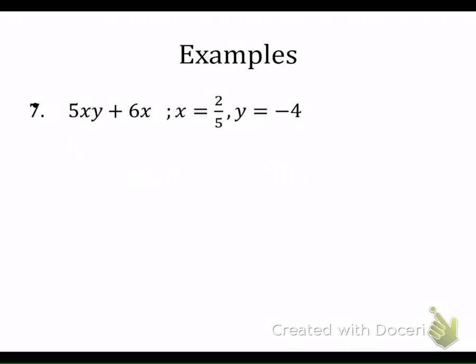So here's our first example. And again, we were on number 3, now we're on number 7. So if you want to just make that a 4 in your notes, that would be just fine. So we have 5 times x times y plus 6 times x. And then I'm given some information about what x and y are supposed to represent, okay? So this x and this x are both actually the value 2/5. And this y is actually -4.